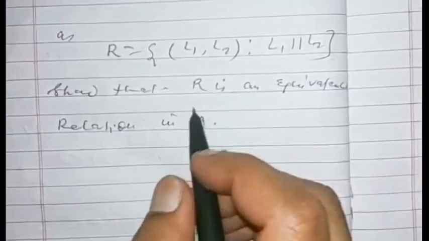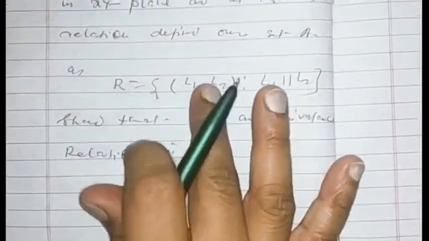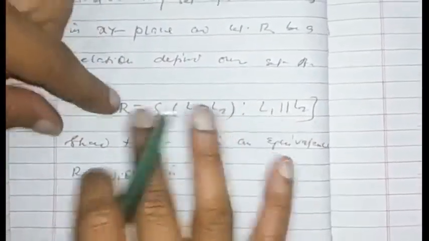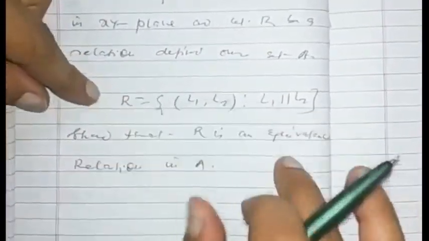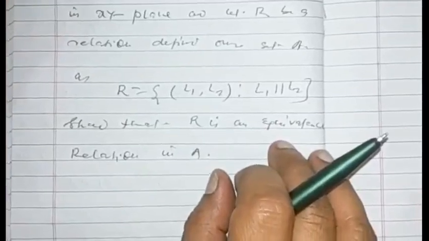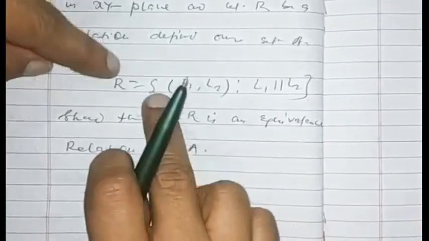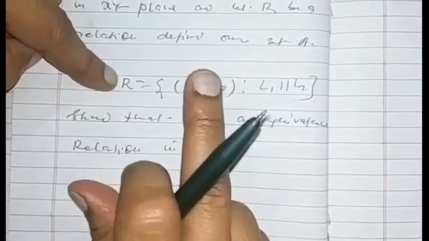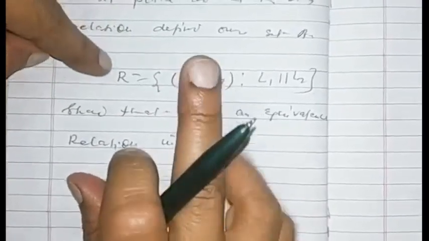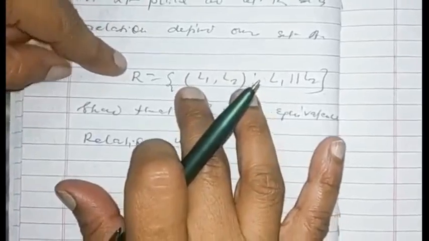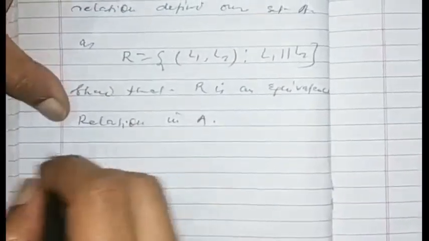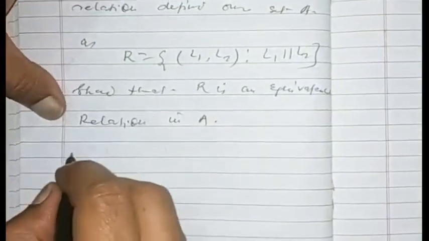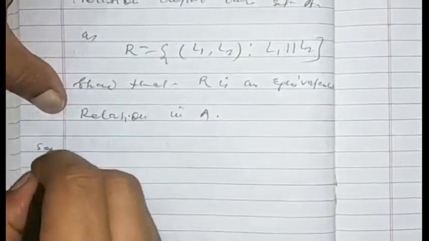Here we have to show that the given relation is an equivalence relation. That means we have to prove the relation is reflexive, symmetric, and transitive. All these conditions must be fulfilled for an equivalence relation. Now we have to show them one by one. First of all, the solution.